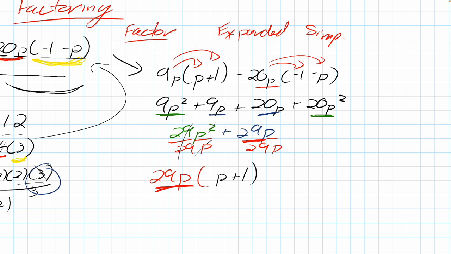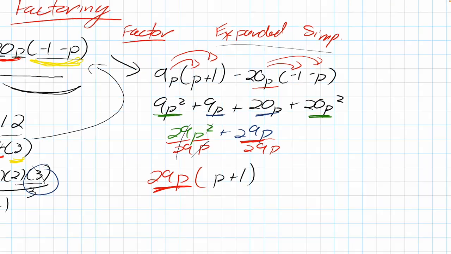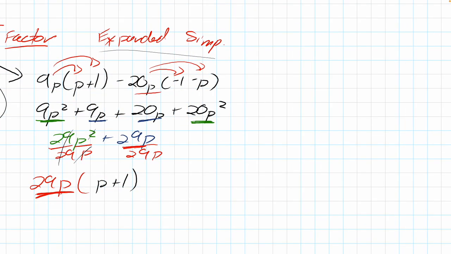So you get 29p(p+1). All right, that's a way of doing it. But it's odd to usually expand first and then simplify. It might be a difficult thing to view. So another way we might be able to do something like this, I'm going to rewrite it again. We have 9p(p+1) minus 20p(-1-p).